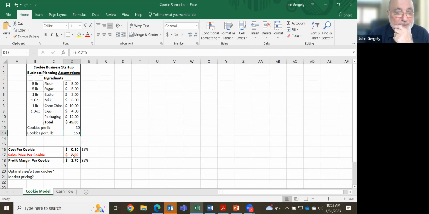Well, what do I think I can sell cookies for? I've looked around my local shops and general stores, and I see other baked goods sitting on countertops, fairly high priced. And I think that $2 per cookie seems to be a fairly reasonable price. So if you just do the math of dividing the cost by the number of cookies, my cost per cookie is going to be 30 cents. And my profit margin is $1.70, which is 85%. Boy, that seems like pretty good profit.